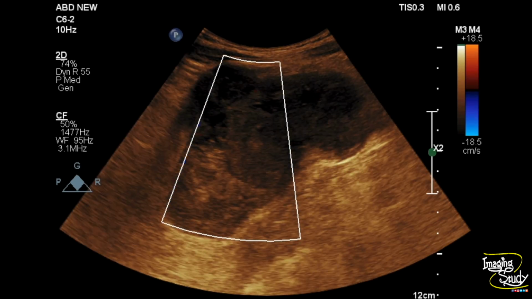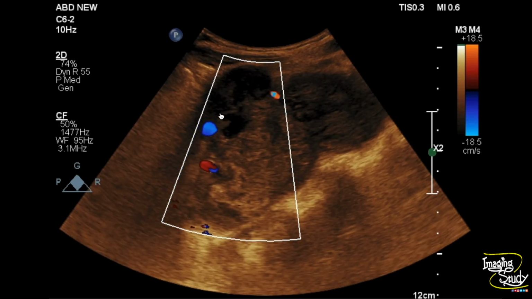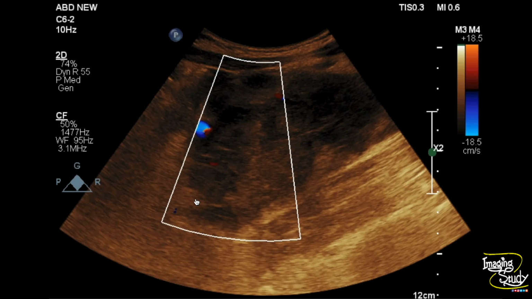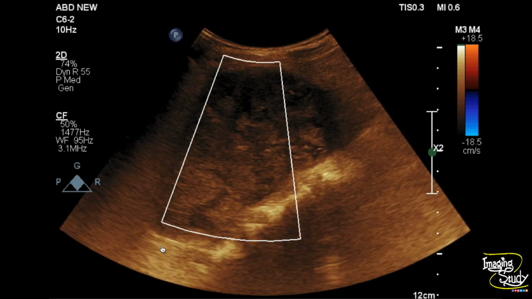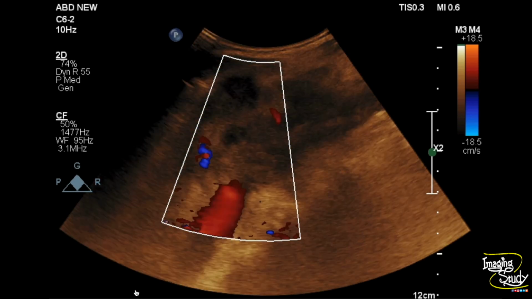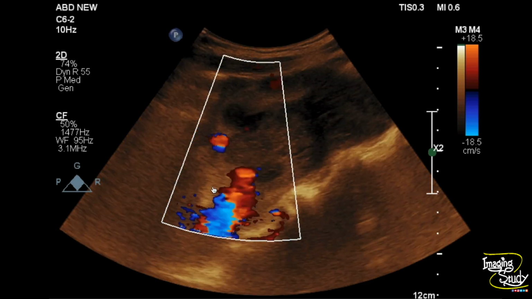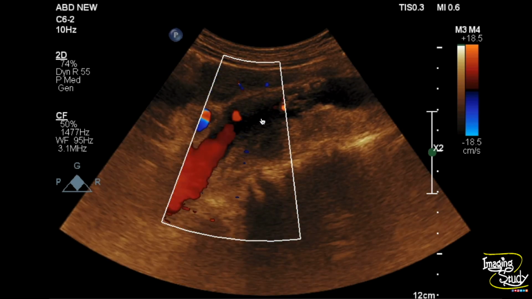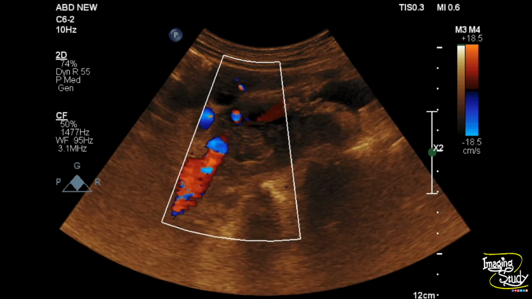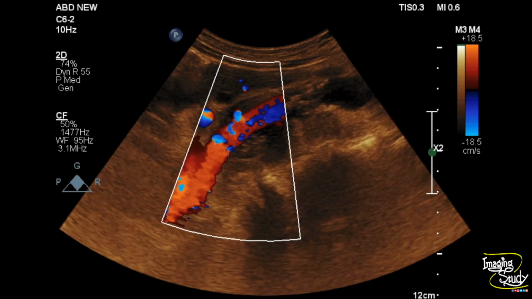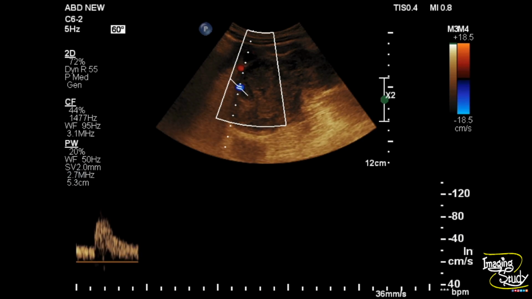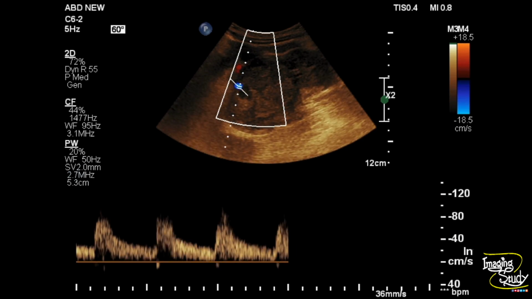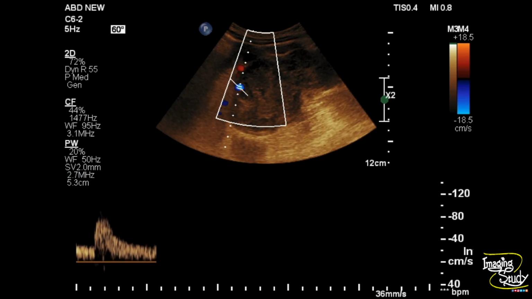Here on color Doppler, you can see good amount of peripheral flow from the vessels arising from the abdominal aorta or branch of abdominal aorta. This is the abdominal aorta, which is nearby to the mass. Now when we took the spectral Doppler from the prominent supplying vessel, we got a moderate resistant arterial flow.